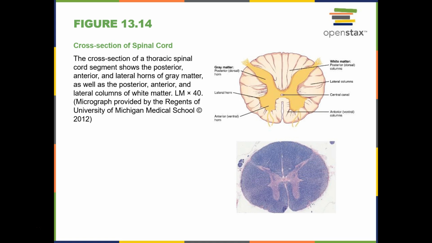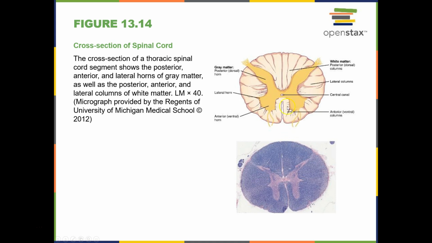This is a cross-section of a spinal cord. What I want you to focus on really quickly is that whereas in the brain the outer region was the gray matter and the inner region was the white matter, here you can see the outer region is the white matter and the inner region is the gray matter. It's always important to recognize that. You have two anterior horns and two posterior horns down here.